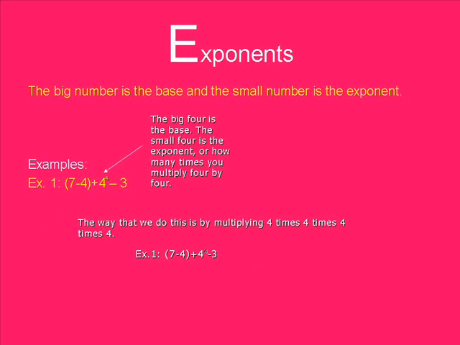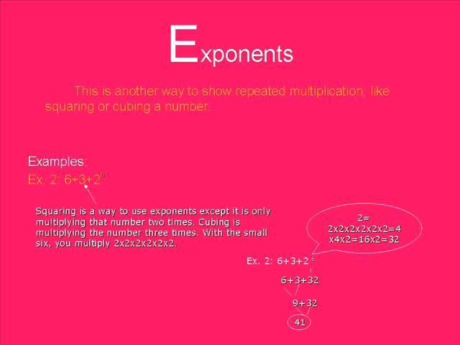Exponents. This is another way to show repeated multiplication, like squaring or cubing a number. Examples. Squaring is a way to use exponents, except it's only multiplying that number 2 times. Cubing is multiplying the number 3 times. With a small 6, you multiply 2 times 2 times 2 times 2 times 2 times 2, which equals 4 times 4 times 2, which equals 16 times 2, which equals 32.